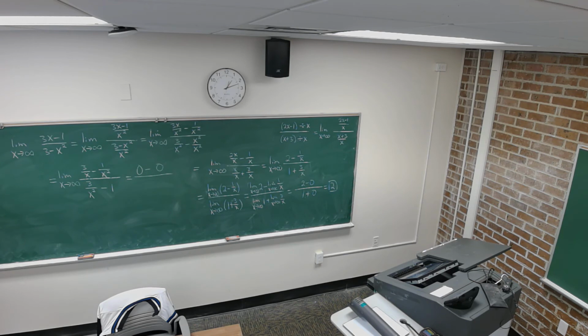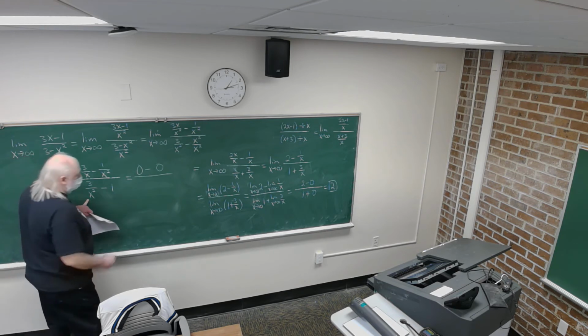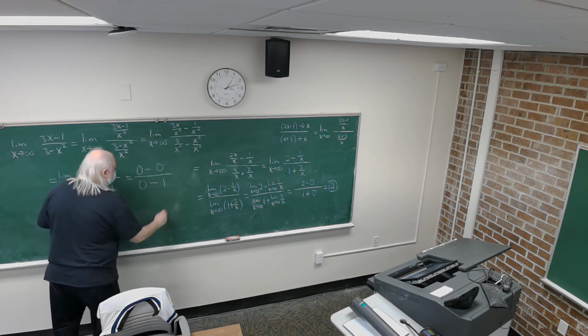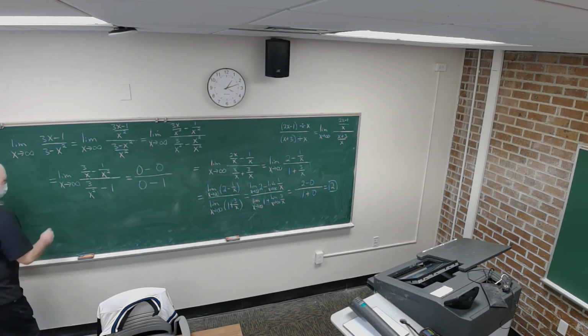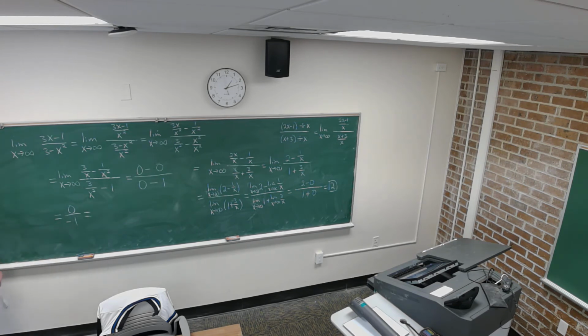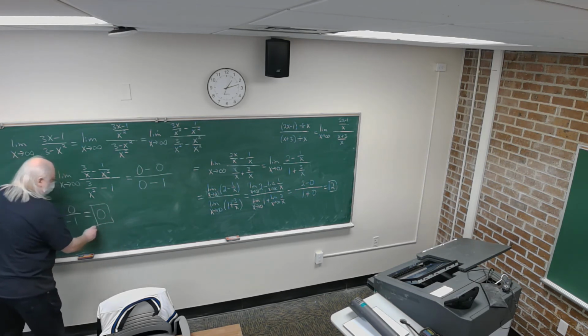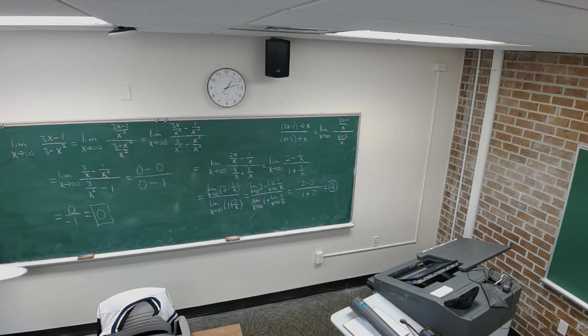Fact 2. 3 over x squared goes to what number? Well, the numerator is 0 minus 0, which is 0. The denominator is 0 minus 1, which is negative 1. And 0 divided by any non-zero number is 0. And so we just proved that the horizontal asymptote is indeed the horizontal line y equals 0.